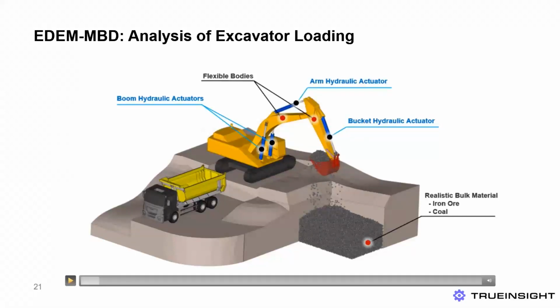Here's another example of an excavator. In this example, the challenge is to understand how the components within the boom arm will perform when going through a digging operation in different materials. In this case, a heavy, sticky iron ore, and alternatively, a lighter coal material that has less resistance to shearing.